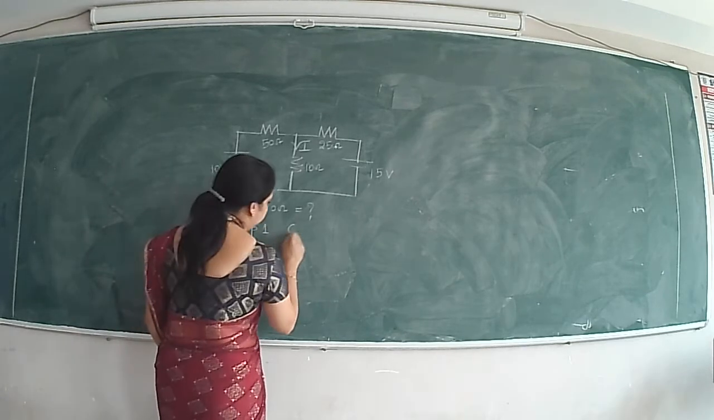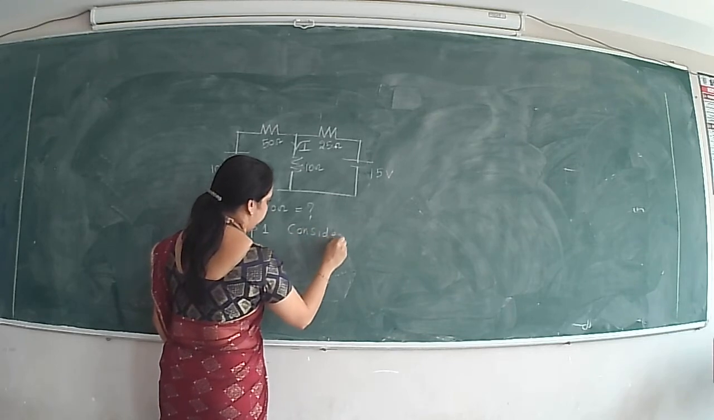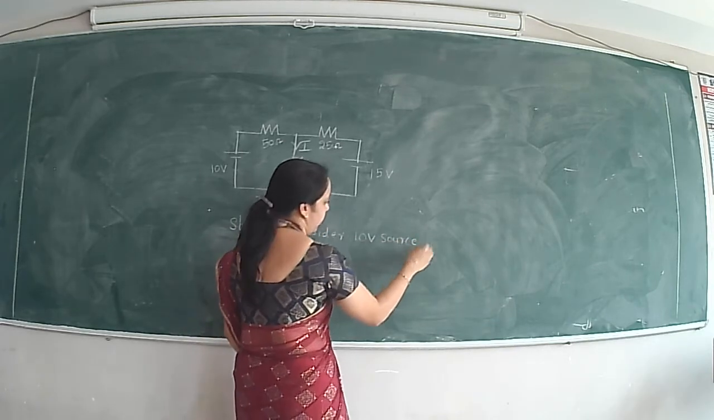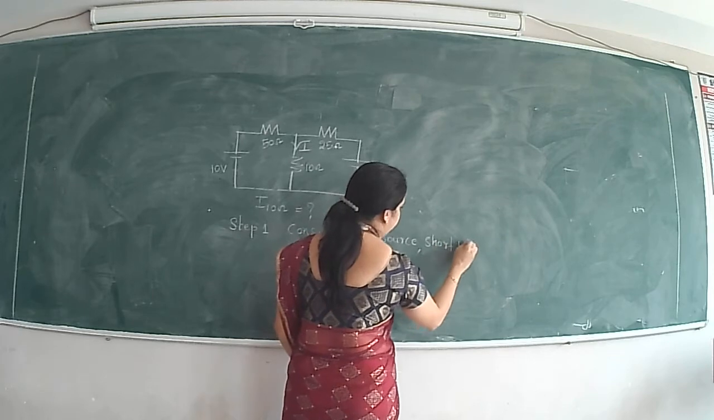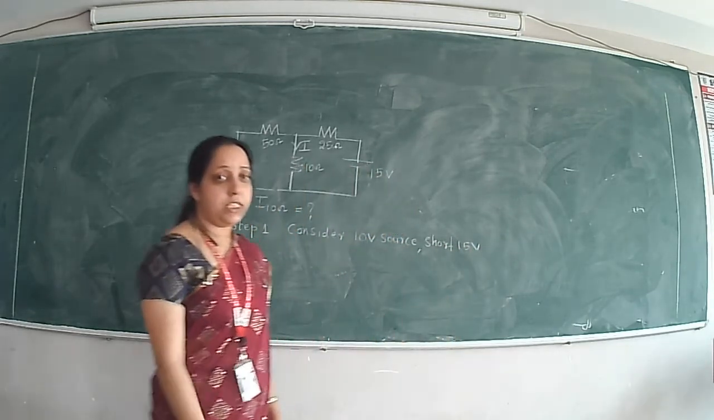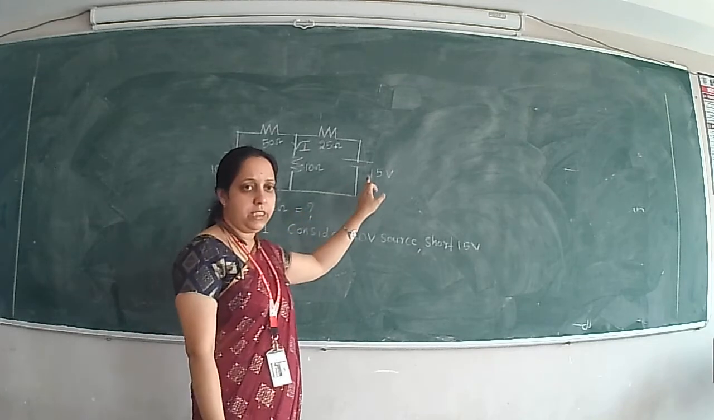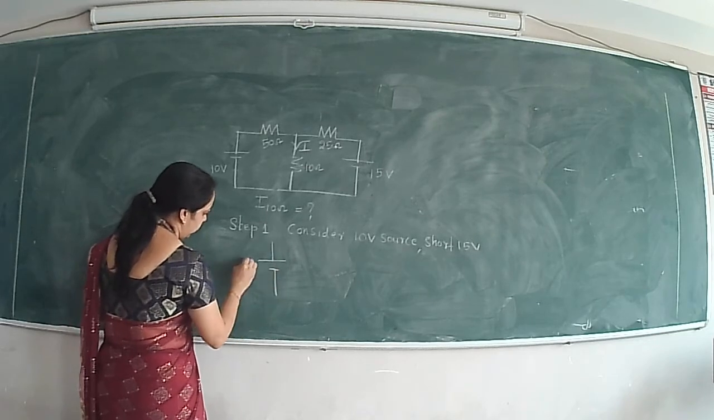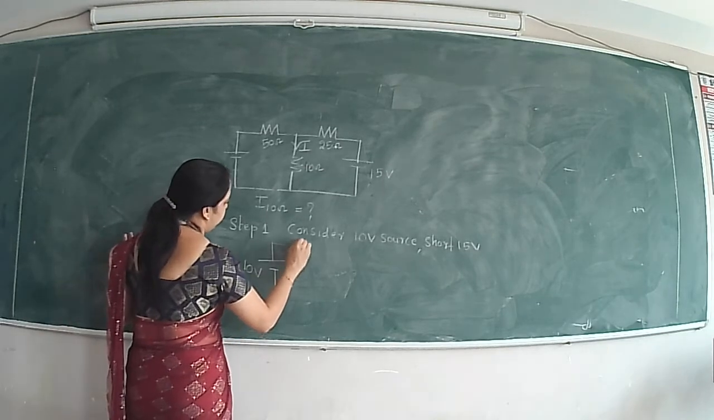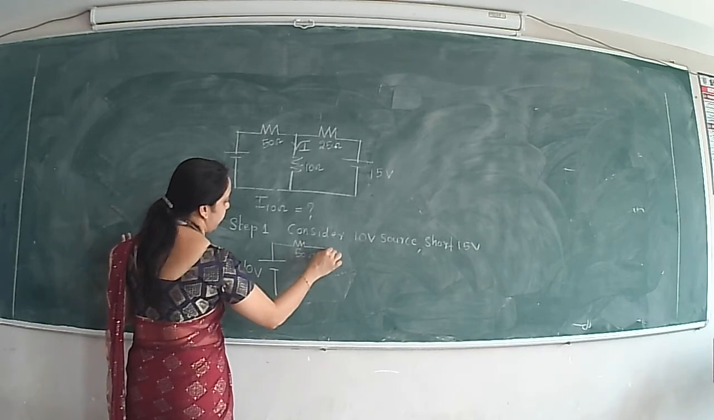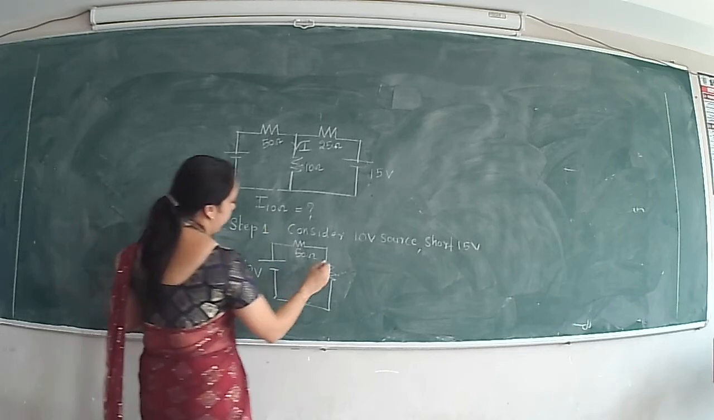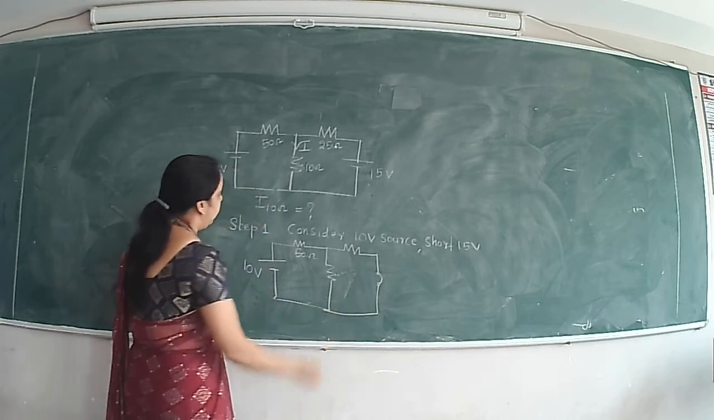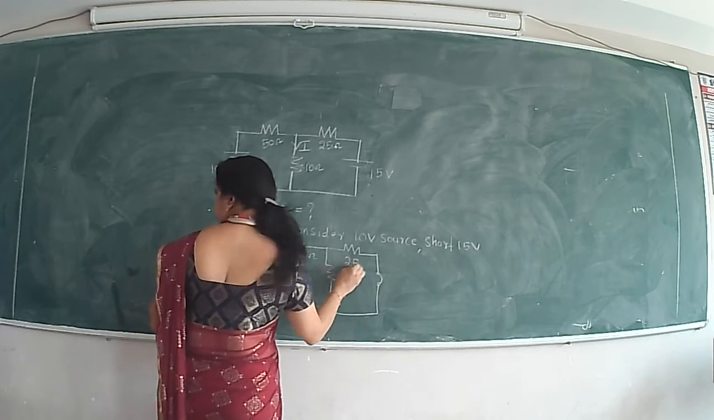Step one: consider the 10 volt source and short the 15 volt source. We are considering the 10 volt source at a time, and since the 15 volt is a voltage source, we are shorting it with a wire. So here this is the 10 volt source, then this is 50 ohm, this is 10 ohm, then this will be 25 ohm. Here we are shorting the source.